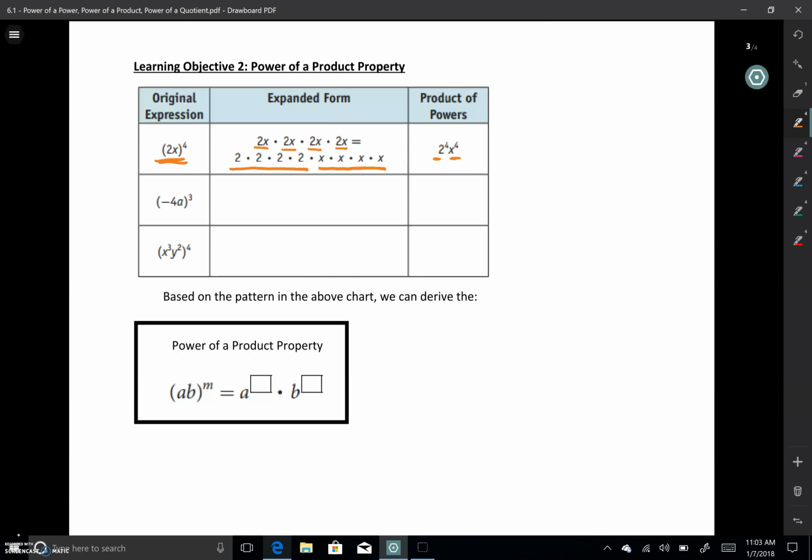So again, based on that example, pause the video, do the last 2 lines, and then we'll come back together and see how you did.